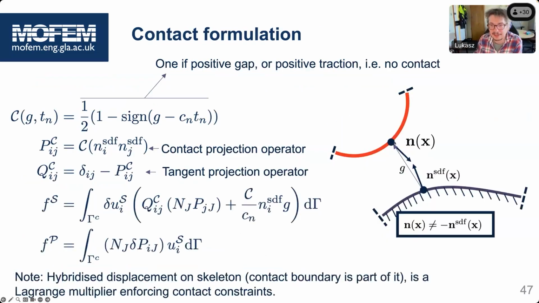When you do that, this is our deformable body, this is our SDF, this is the normal from the SDF, this is the normal from the body. In the spatial configuration, those two things are not necessarily the same. They are the same at the point of contact. Then when you introduce this C function, as I told you before, if there is a positive gap or positive traction, there is no contact. So this function works like that. It becomes 1 when there is no contact.